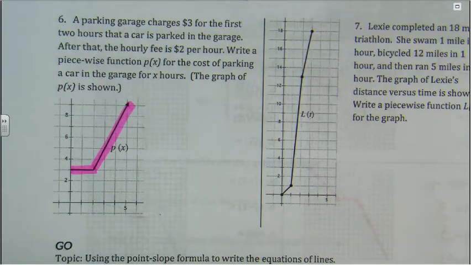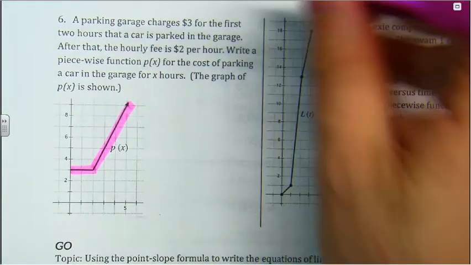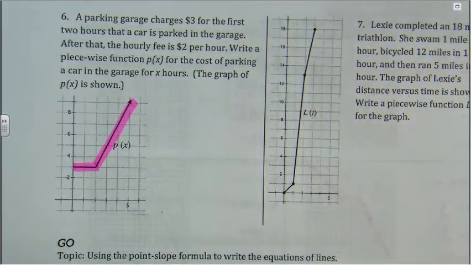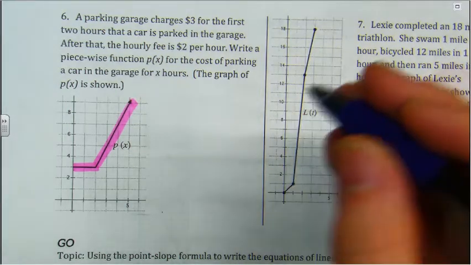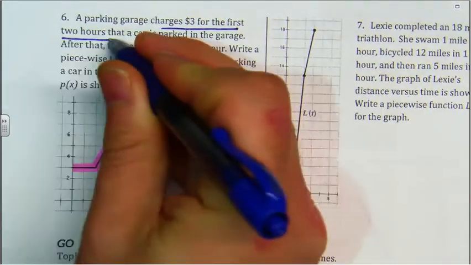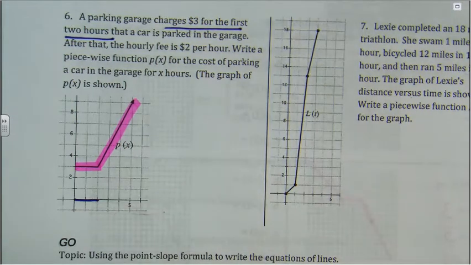So let's go ahead and read what the situation is. A parking garage charges $3 for the first 2 hours that a car is parked in the garage. After that, the hourly fee is $2 per hour. Write a piecewise function p of x for the cost of parking a car in the garage for x hours. And so here's our graph. And so what we can do with this is we can see how each of these pieces actually behaves. The very first piece tells us that it's $3 for the first 2 hours. So we see that here for the first 2 hours, it remains flat at 3.